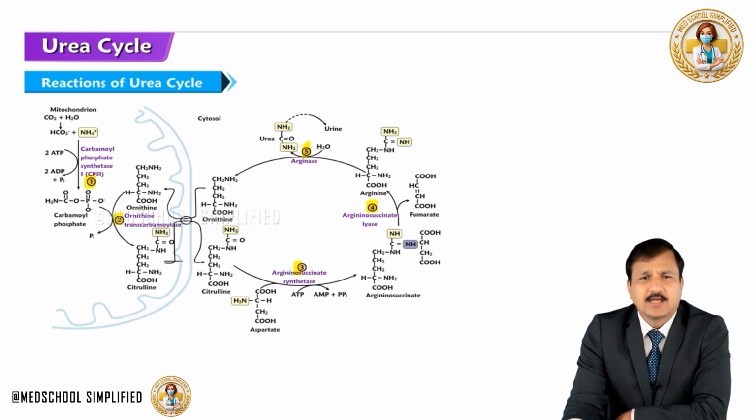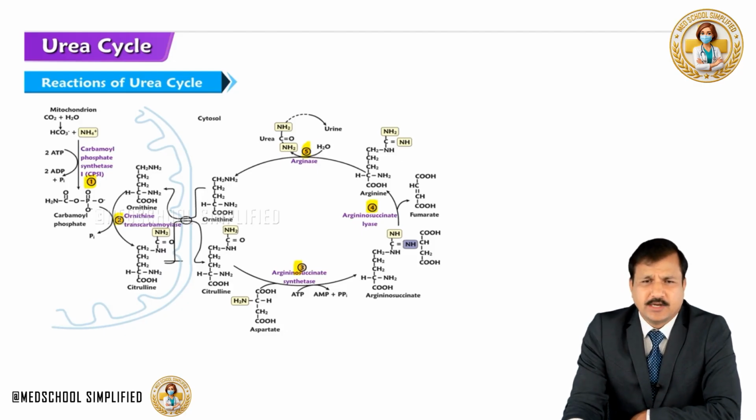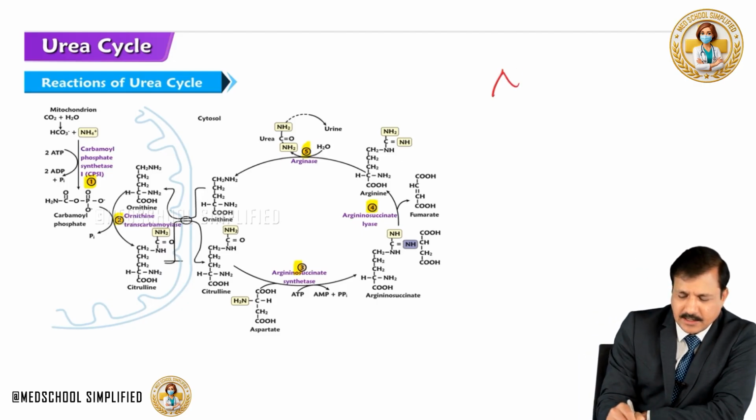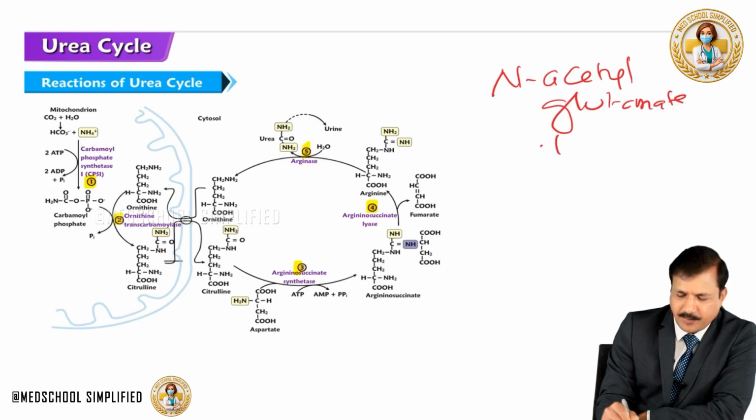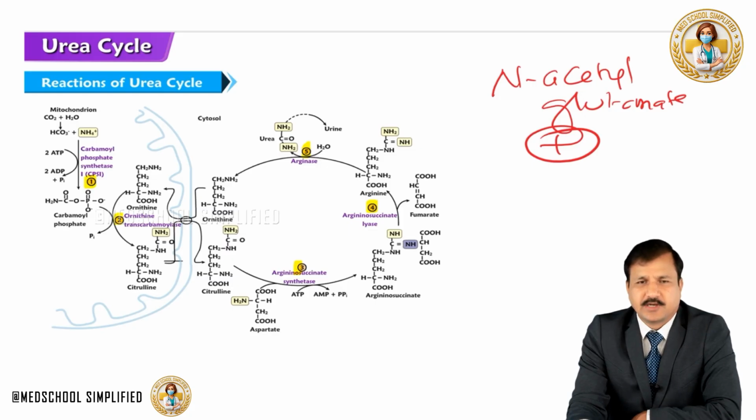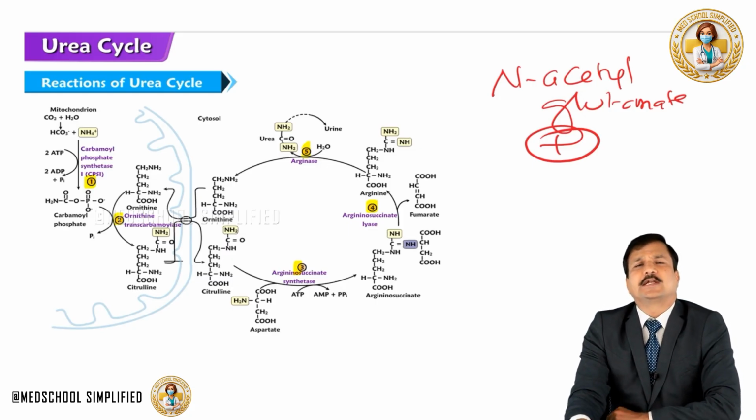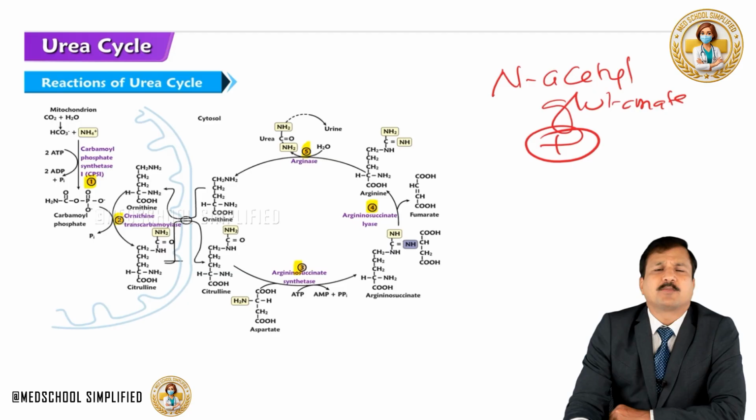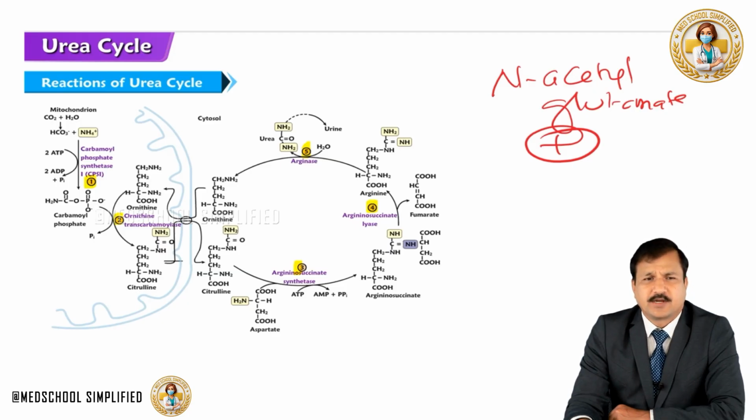Also note that the carbamyl phosphate synthetase 1 enzyme is the regulated enzyme in the urea cycle, and the molecule N-acetylglutamate acts as a positive modulator of carbamyl phosphate synthetase 1. We are going to look into the details of regulation of the urea cycle in subsequent slides. Now let's focus on what happens to carbamyl phosphate in the matrix of mitochondria.